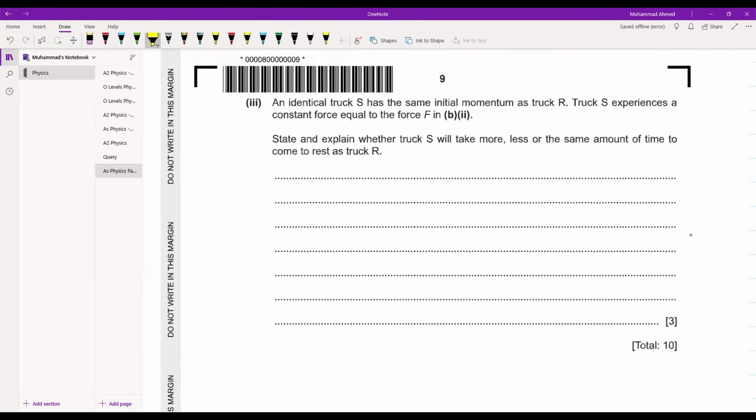Okay, so there is another identical truck S which has the same initial momentum as truck R. So what was the initial momentum? Can anyone tell me? Do you remember from the last question? The initial momentum was 21 into 10 to the power of 4. Truck R experiences a constant force equal to the force in B part 2. State and explain whether truck S will take more time, less time, or the same amount of time to come to rest as truck R.